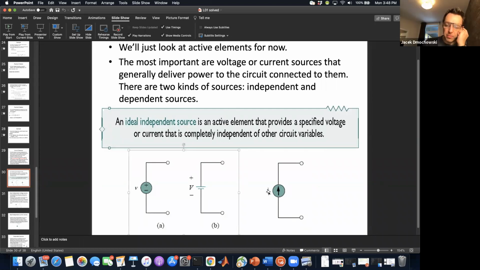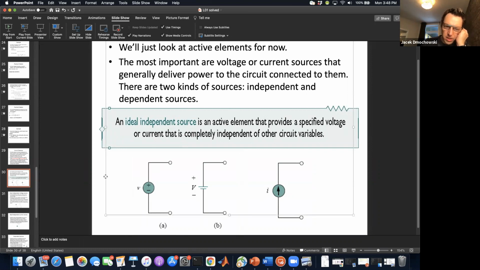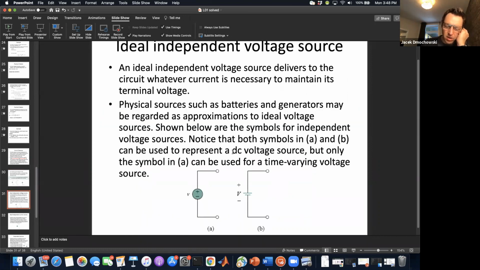So lowercase means that it's time varying. Uppercase means that it's constant or static. These are called independent sources because their values do not depend on whatever is happening in the rest of the circuit.